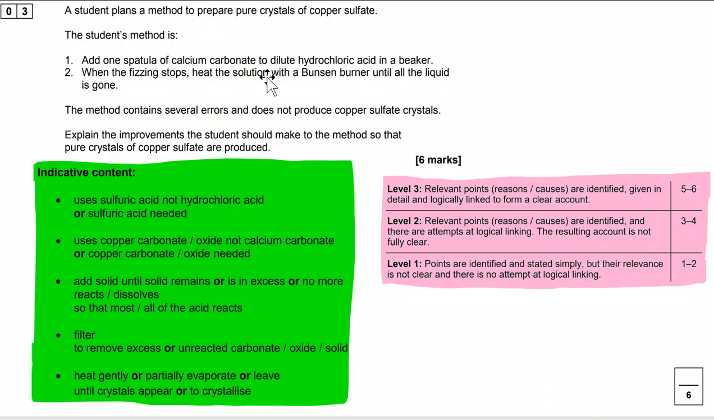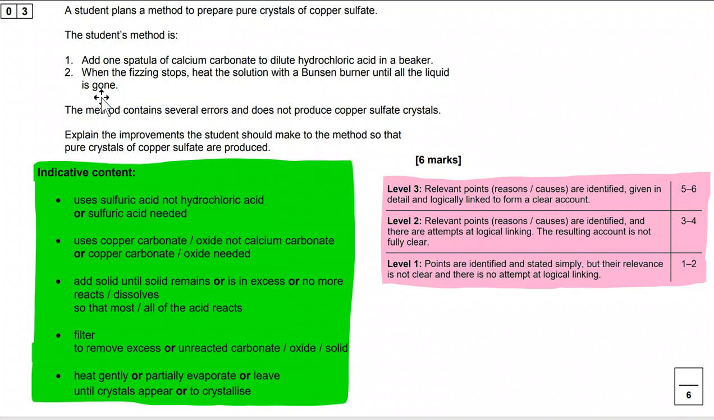You would add not just 1 spatula of calcium carbonate. You would then stir, and then you would add more, and you would continue adding more until there was an excess of the solid, because that would tell us that the entirety of the acid had reacted. And because we've done that, we would then need to filter to get rid of the excess solid. So we are seeing here a fairly standard methodology that you will have come across within lessons.